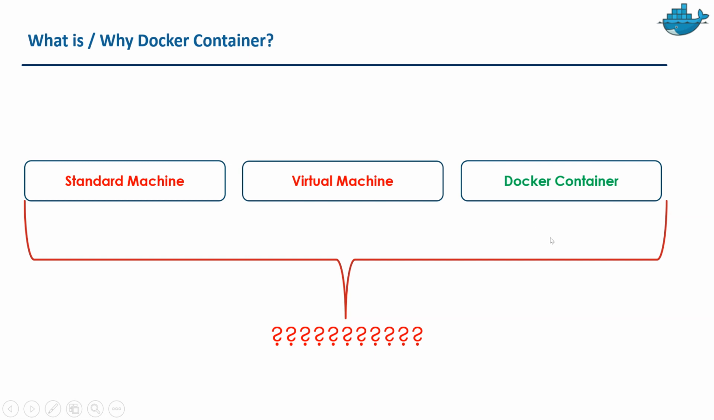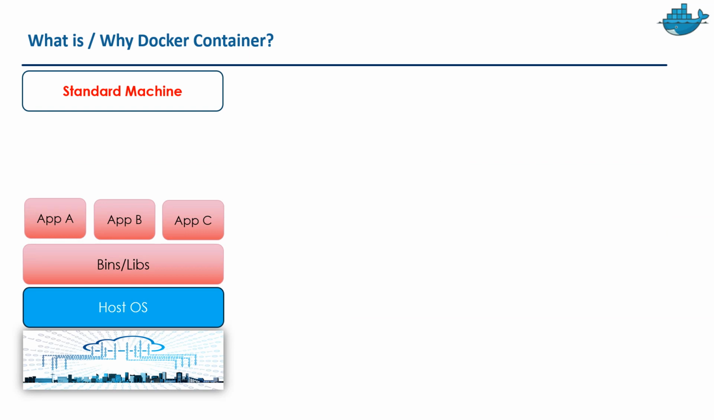So what are Docker containers in detail? In this lecture itself. A standard machine is nothing but it may be a cloud infrastructure or your own premises. On top of that, you get a host operating system. And on top of your host operating system, say if you want to develop application A, application B, or application C, you need binaries and libraries for that.